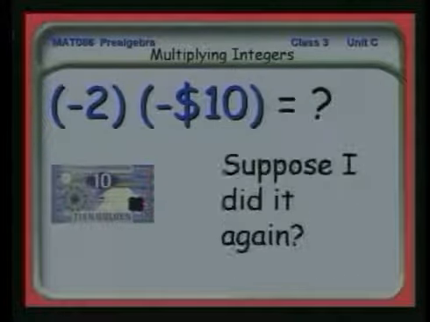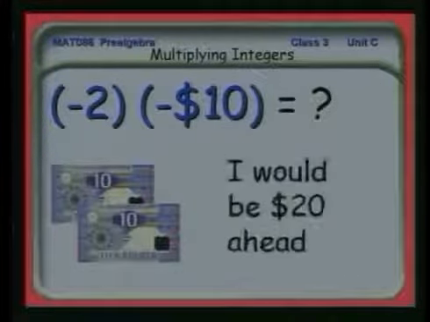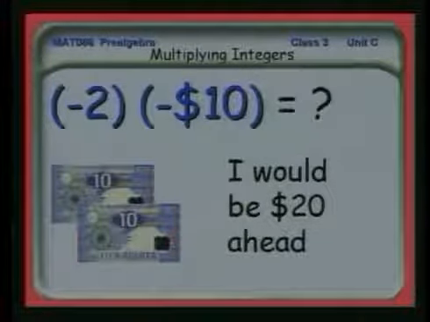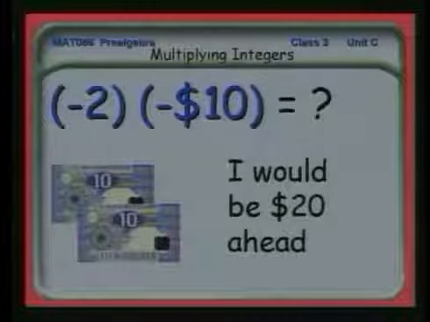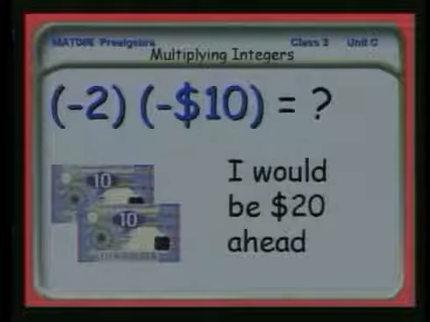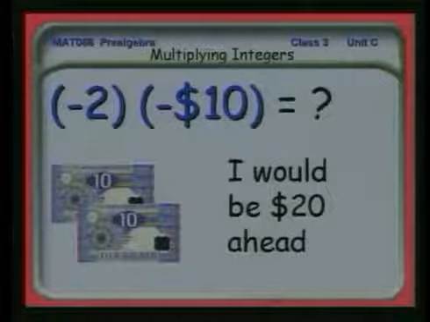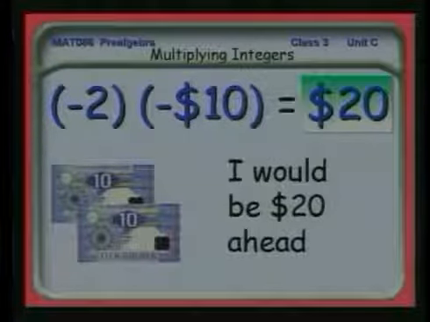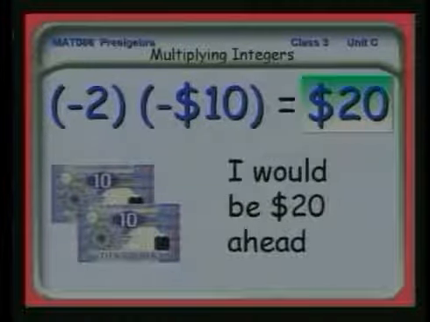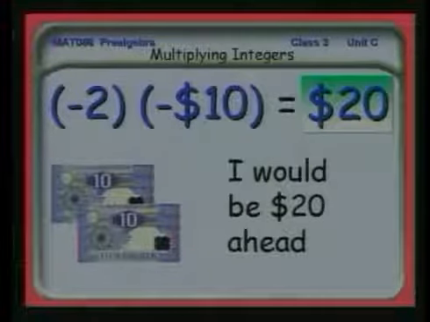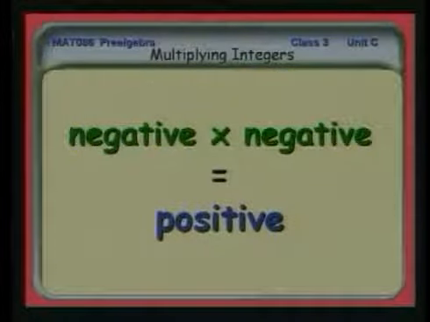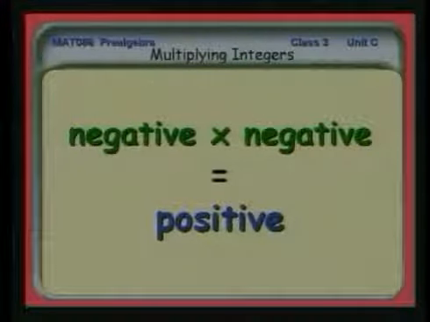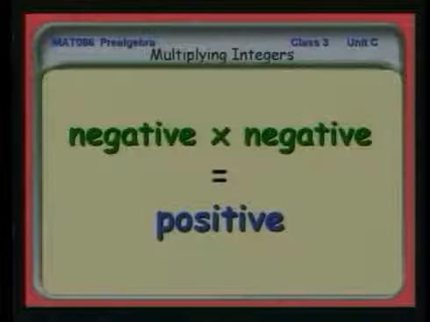Suppose I did it again. Then I would be $20 ahead. So in a sense, if I take away minus 2, two $10 loans, minus $10, the answer would be 20, or 20 gulden, or dollars, or whatever have you. That was just some pictures of currency I happened to have found on the internet. So the generalization we can make here is that a negative times a negative is a positive.